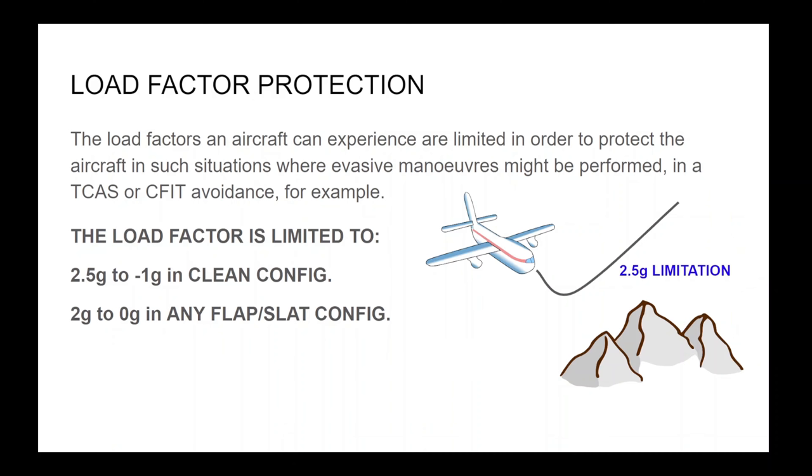The load factors an aircraft can experience are limited in order to protect the aircraft in situations where evasive maneuvers might be performed, in a TCAS or controlled flight into terrain, CFIT, avoidance. The load factor is limited to 2.5 G to minus 1 G in clean configuration, and 2 G to 0 G in any flap, slat configuration.